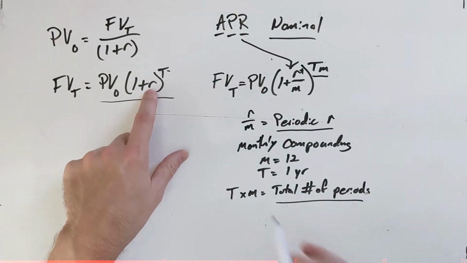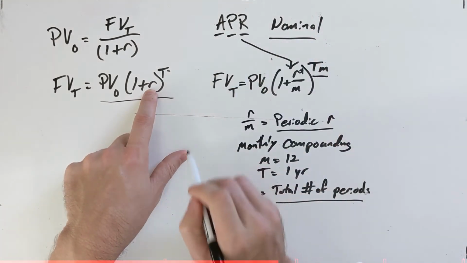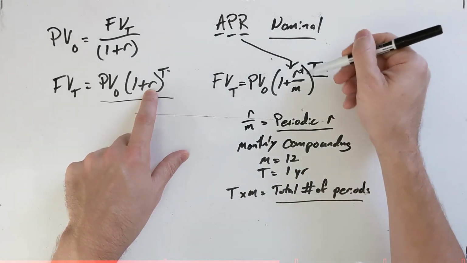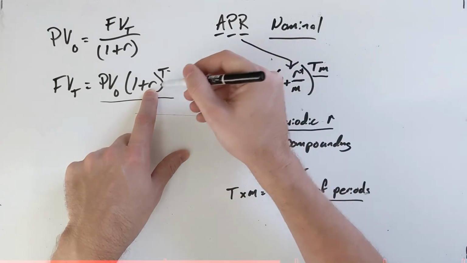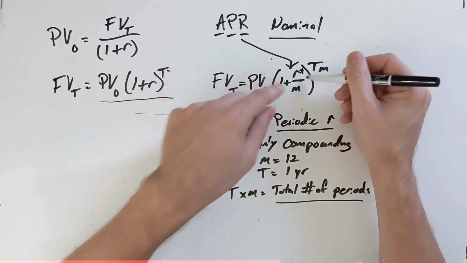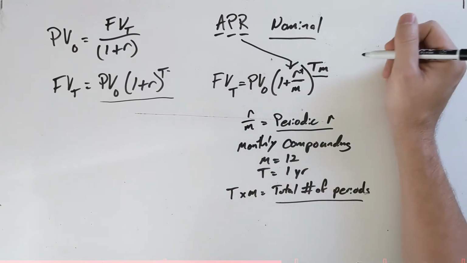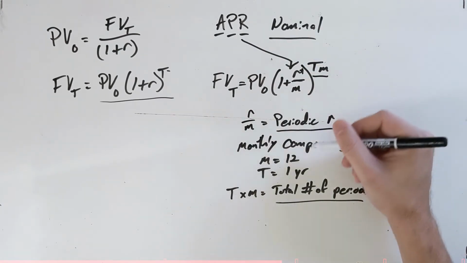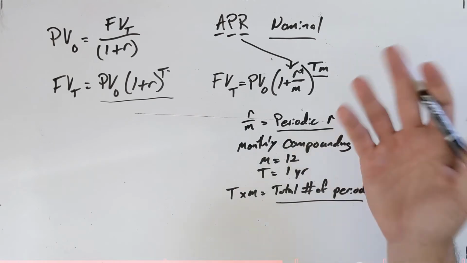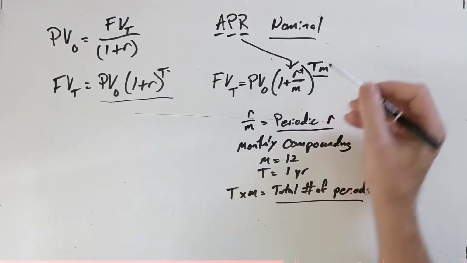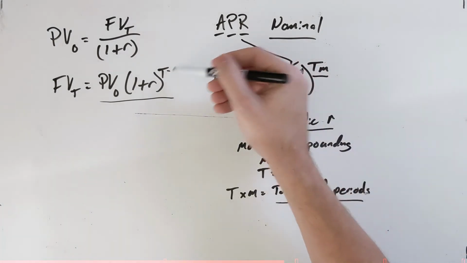And r does not mean APR, it means periodic r. Otherwise, the number here is going to be the exact same. I mean, it's only going to be one number, right? If your interest rate is 12% APR and your compounding period is 12, that is equivalent to 1% per month, and then t times m would tell you the total number of months.